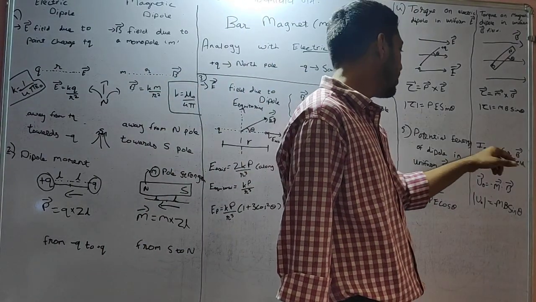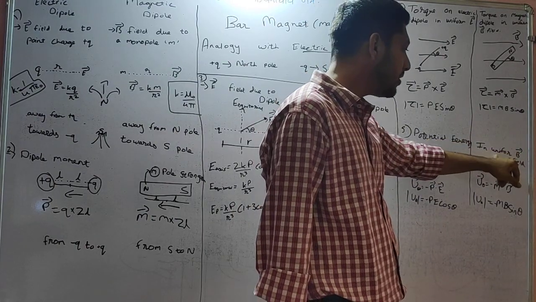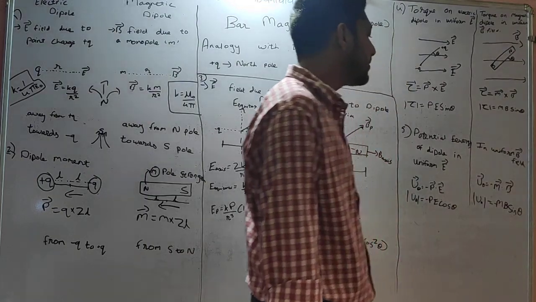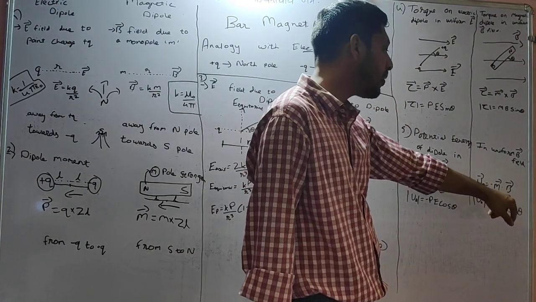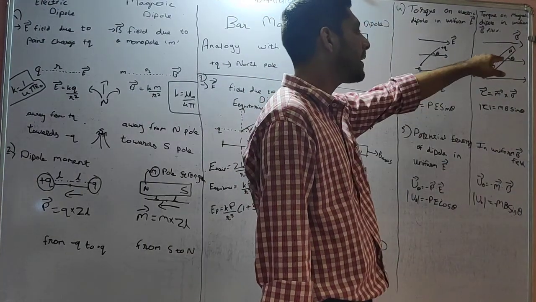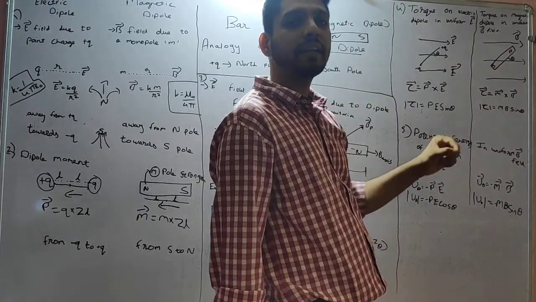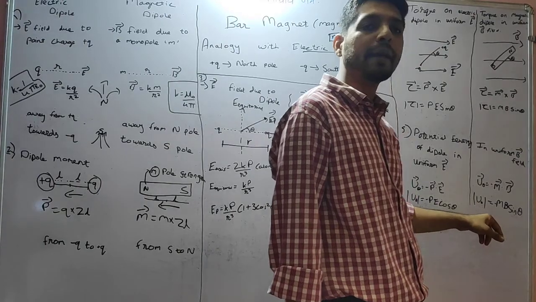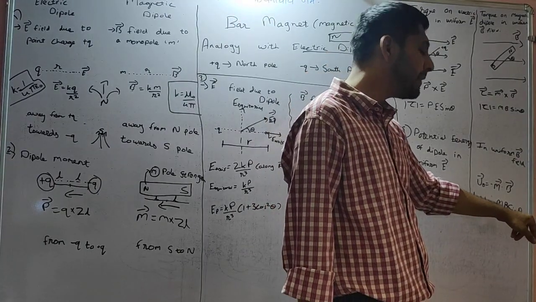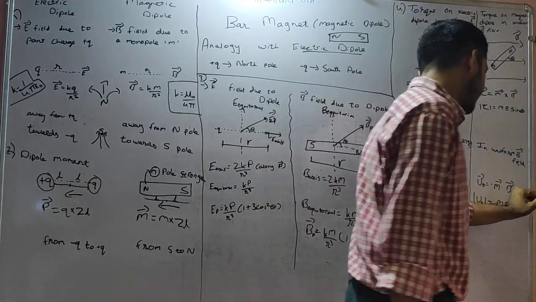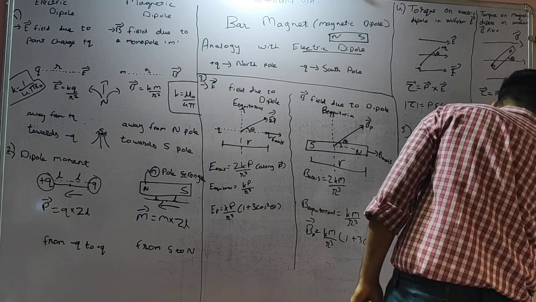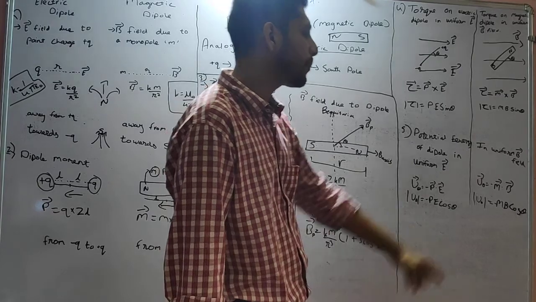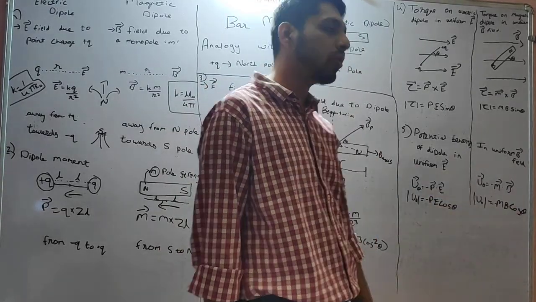Similarly here, for potential energy of a dipole in uniform magnetic field, you can write U equals minus m dot B, where m is the magnetic dipole and B is the magnetic field. If you want to find the magnitude of that, you can write minus mB cos theta. As it is a dot product, to remove the dot product we write minus mB cos theta.